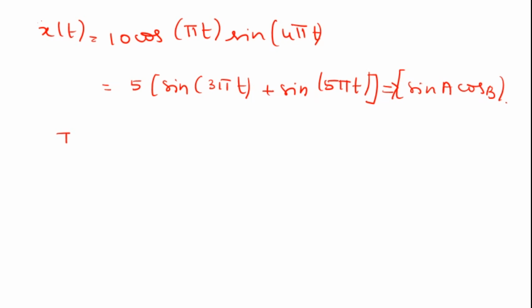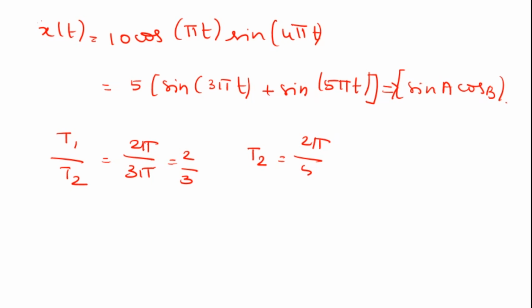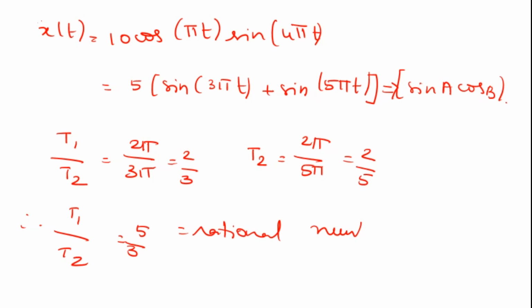Then T1 is equal to 2 pi by 3 pi, which is equal to 2 by 3, and T2 is equal to 2 pi by 5 pi, which is equal to 2 divided by 5. Therefore, T1 by T2 is equal to 5 by 3. It is a rational number. Hence, x of t is periodic.